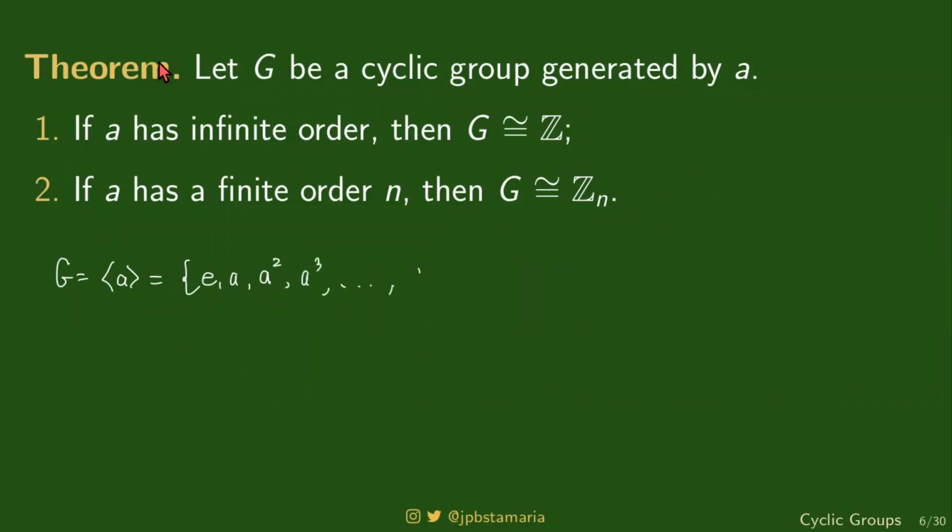Hanggang a to the n minus 1. No? At ito yung isomorphic sa Z sub n because of the fact na ang Z sub n kasi laman 0, 1, 2, 3, n minus 1. Where is the isomorphism? The isomorphism is done in this manner. Kagaya nung sa infinite na case, tinatapyas mo yung a, iniiwanan mo lang yung exponent.